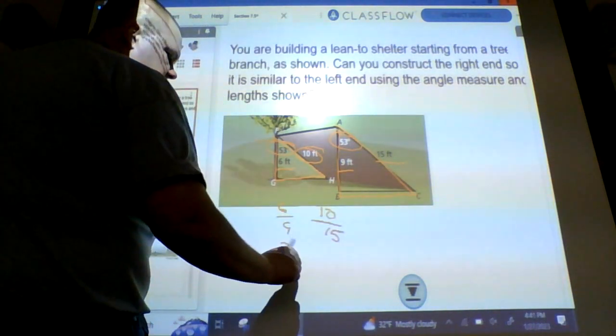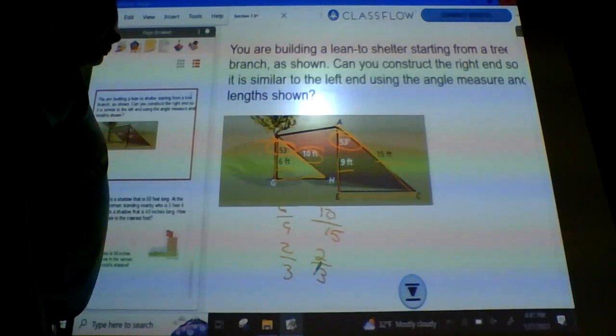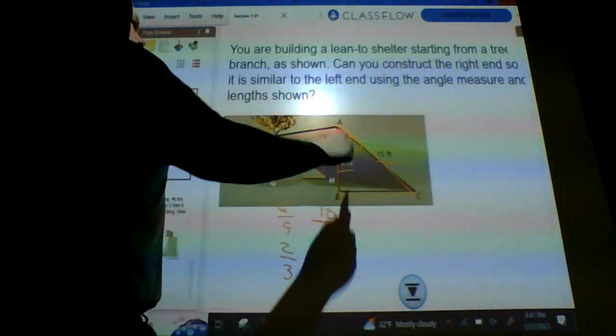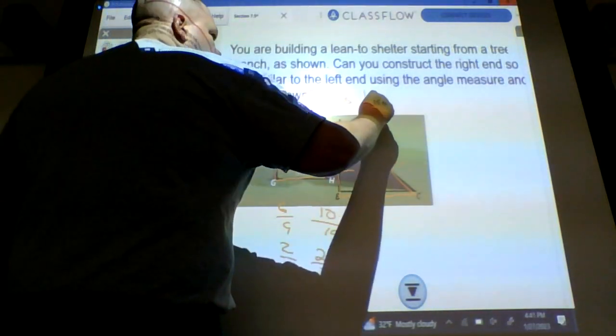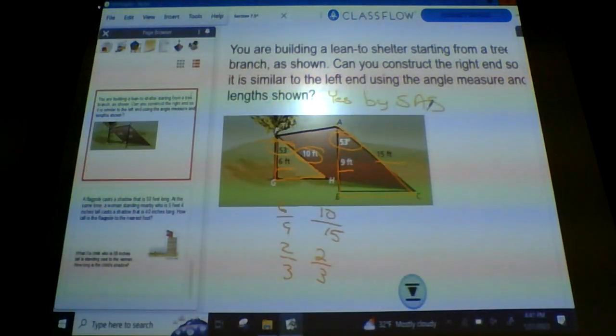Okay, 6 over 9 simplifies to 2/3. 10 over 15 simplifies to 2/3. So the answer to the question is yes by SAS. So our triangles are similar by side angle side similarity.